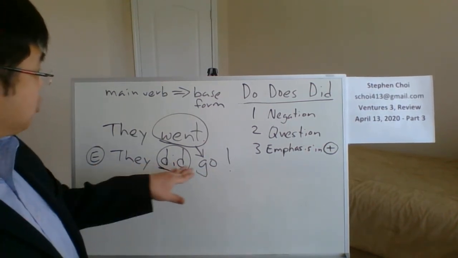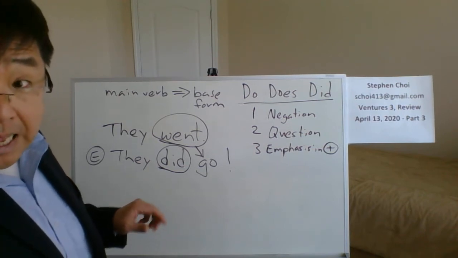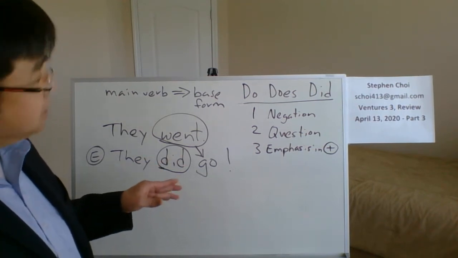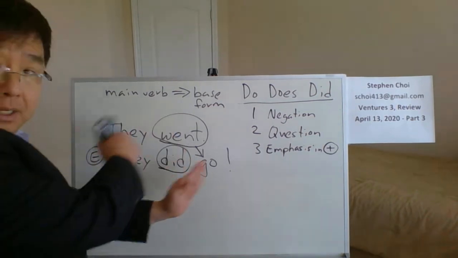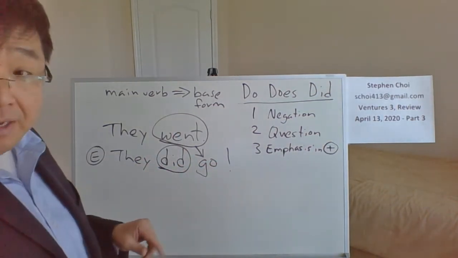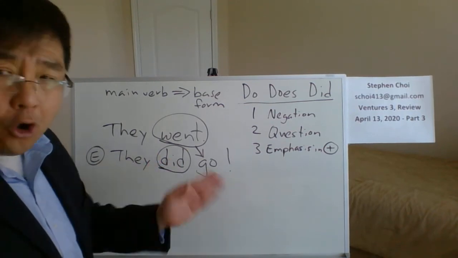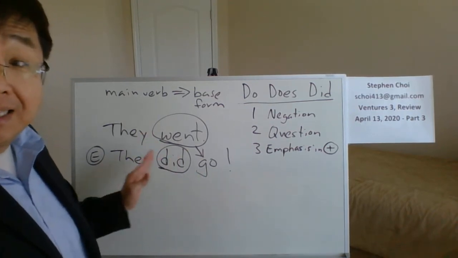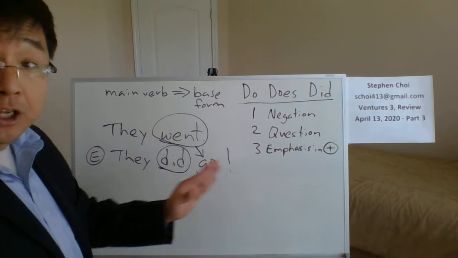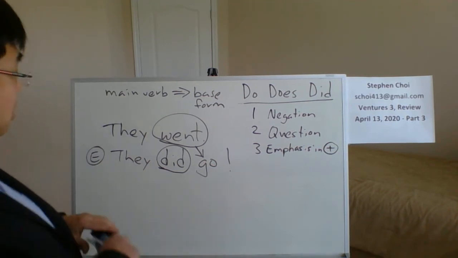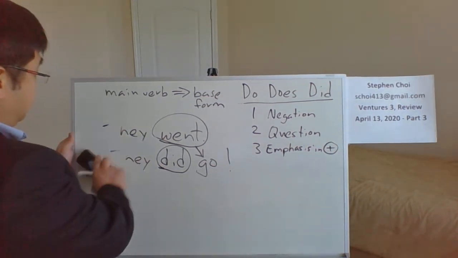And then how do you make that into a question form? You say, did they go? You just flip. And how do you make it negative? They did not go. Not they not go, or they no go last weekend. No, they did not go. They didn't go, if you contract. Very good.